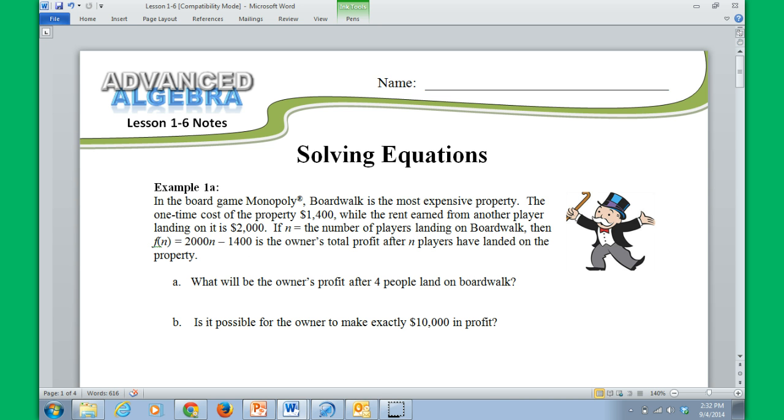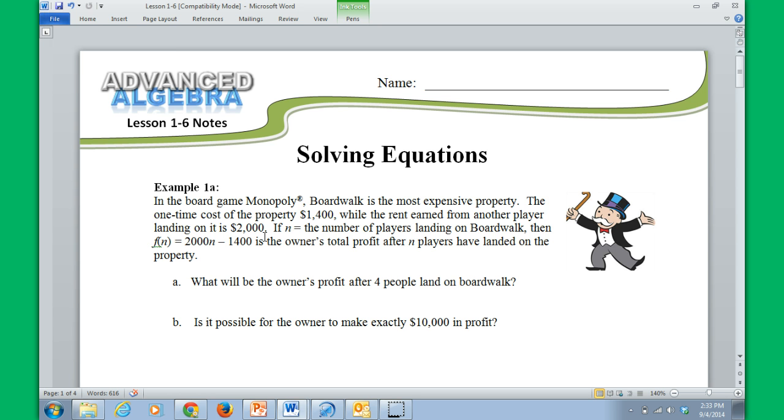So the first example for today is looking at this Monopoly game. In the board game Monopoly, Boardwalk is the most expensive property. The one-time cost of the property is $1,400, while rent earned from another player landing on it is $2,000. If n equals the number of players landing on Boardwalk, then f of n equals 2,000n minus 1,400 is the owner's total profit after n players have landed on the property.